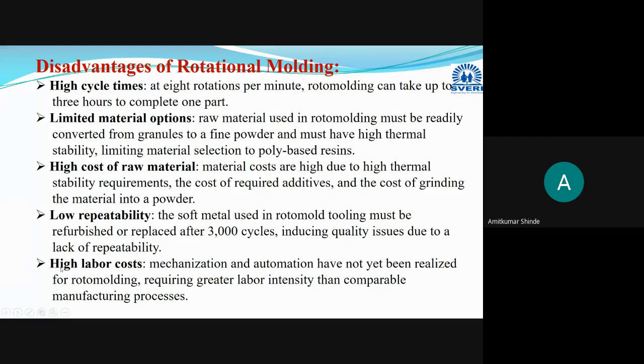And then repeatability of the process is very low, and the labor cost is very high. As here the automation is not yet possible in this roto molding process, skilled laborers or workers are required, and it will cost more. So these are the advantages and disadvantages of rotational molding process. Then we will move towards the last point, that is the applications.